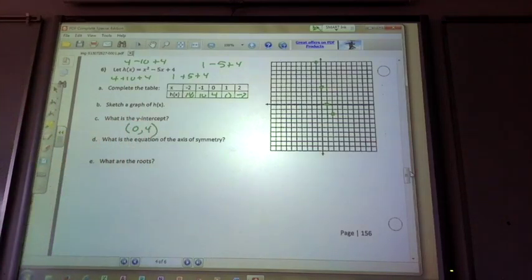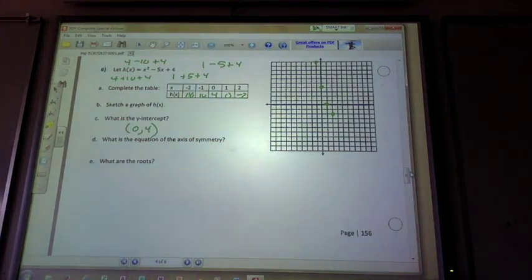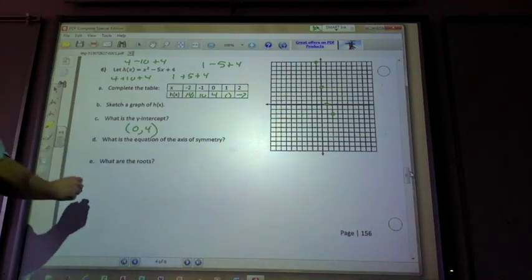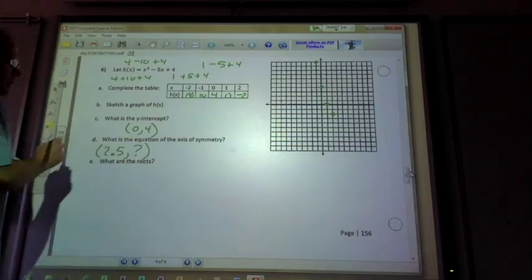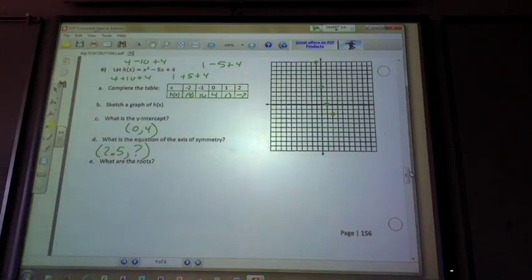What is the equation of the axis of symmetry? We don't know the vertex at this point, do we? It's very possible that very bottom point is the vertex, but I would go to the -b over 2a. Negative b over 2a is negative negative 5, that's 5. 5 over 2 is 2.5. So 2.5 comma something will be my vertex. But do I have enough information right there to list the axis of symmetry?